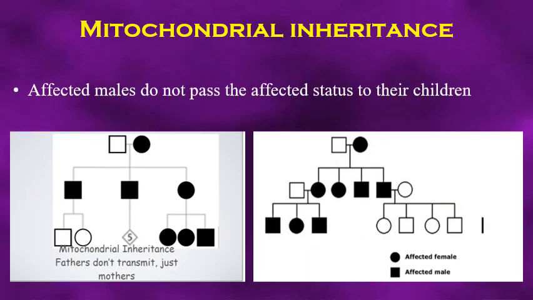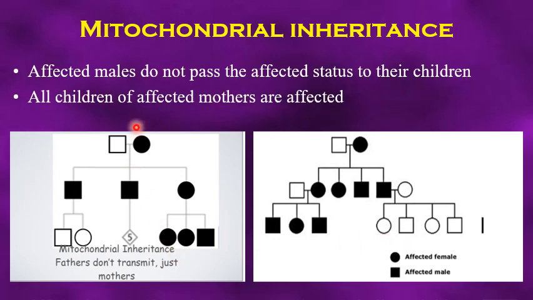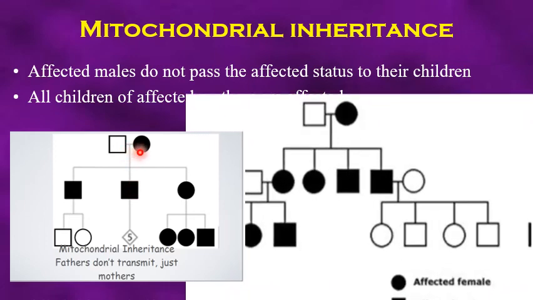Mitochondrial inheritance. The affected males do not pass the affected status to their children, as appears in this pedigree. All children of the affected mothers are affected, as appears in this pedigree. The affected female transmits the disorder or trait to all children of both sexes, male and female.